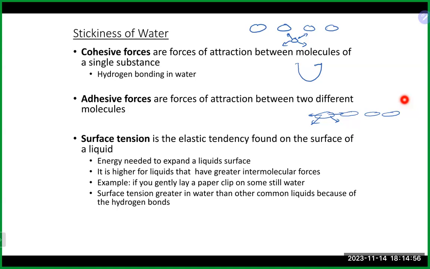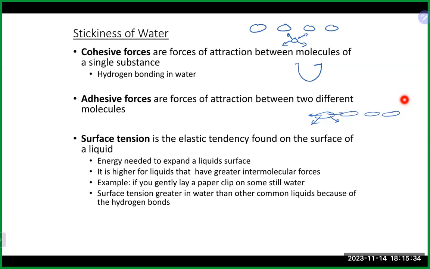So surface tension is higher for liquids that have a greater intermolecular force. The stronger the intermolecular force between the molecules, the tighter it pulls, and you get a much stronger surface tension. Like you can lay a paper clip down on some water and it'll float there. Surface tension is greater in water than in other liquids because of the really strong hydrogen bonding that occurs with water. It's also why some bugs can walk across the surface without any problems, because of that surface tension.